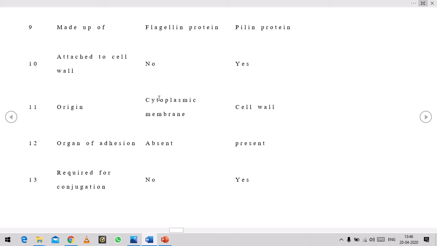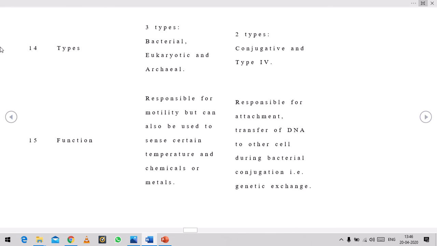Origin: flagella are attached to the cytoplasmic membrane, and pili are attached to the cell wall. Organ of adhesion: it is absent in flagella but present in pili. Required for conjugation? No, but pili are required for conjugation.